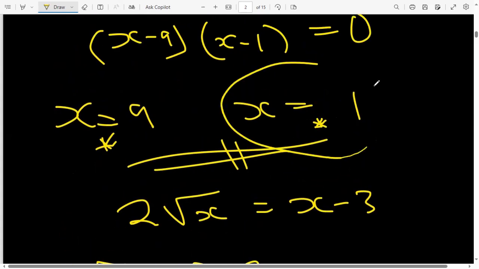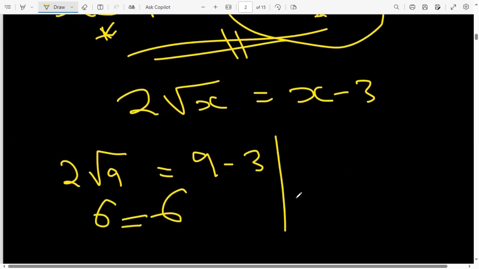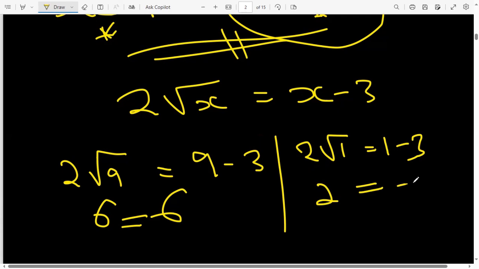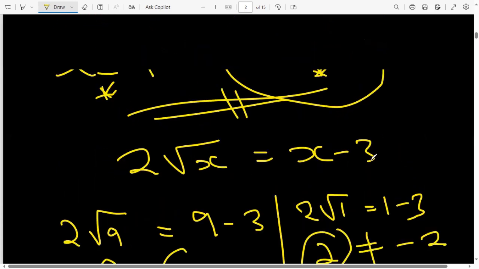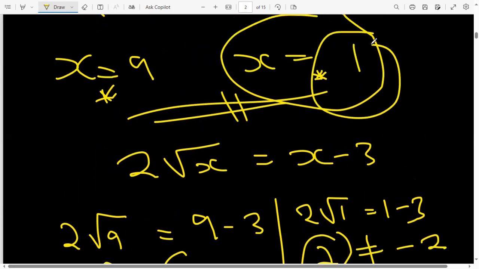Let's try 1. What if I said 2 root of 1 equals 1 minus 3? So this will be 2 multiplied by the root of 1, which is 1. So this will remain as 2, and on the other side, we have a minus 2. We see that this 2 and this minus 2 are not equal. Meaning this one cannot be the solution to the equation that we had.